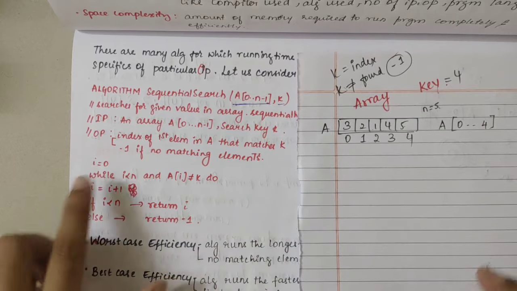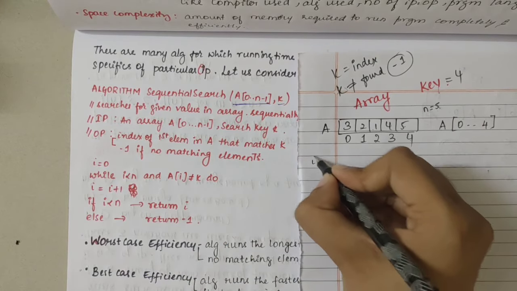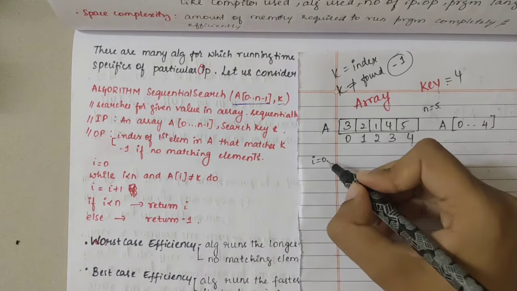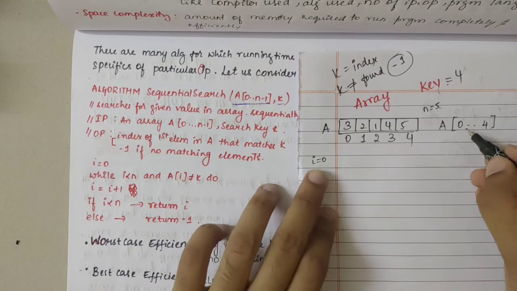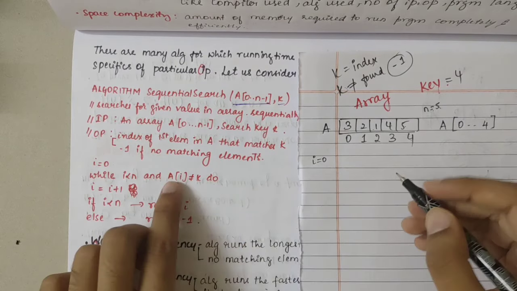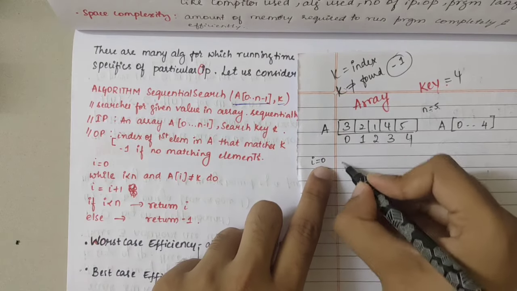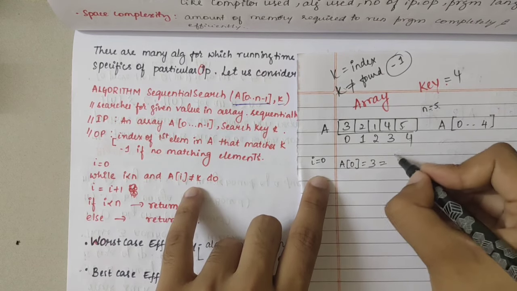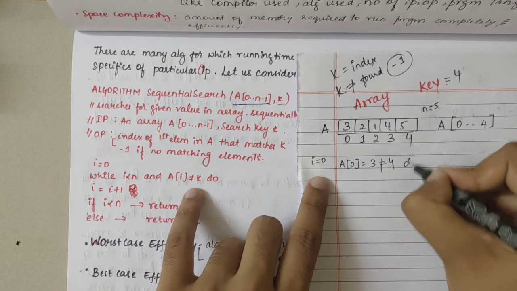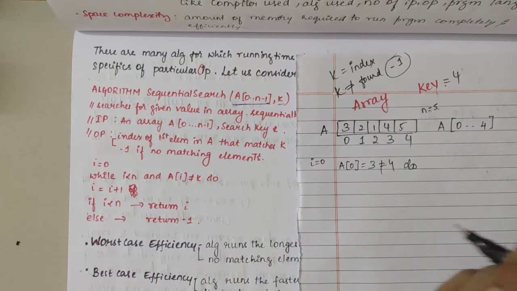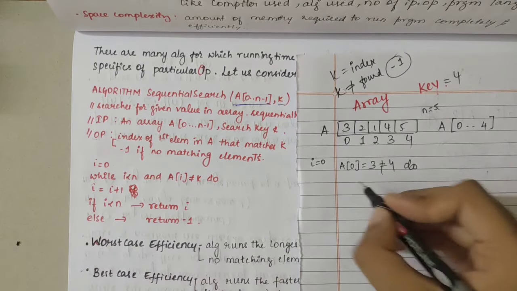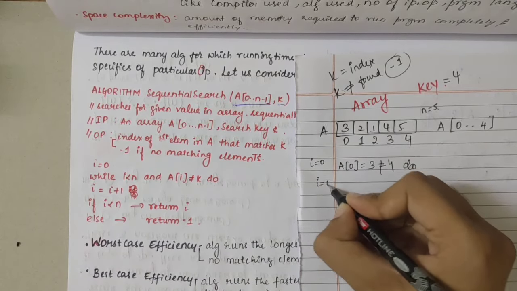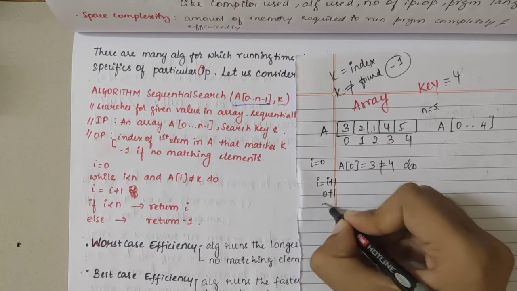So let's see now. Initially I is equal to 0. While I is less than n: 0 is less than n, yes. And a of 0 is 3. Is 3 equal to 4? No. Initially we check this and get into the loop. That is, I is equal to I plus 1, so the I value gets updated: 0 plus 1 is 1.